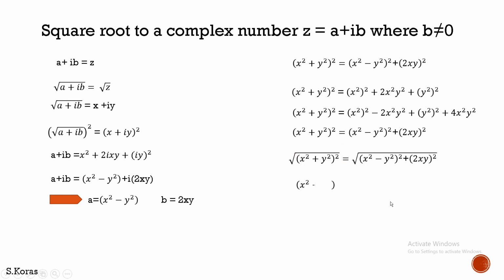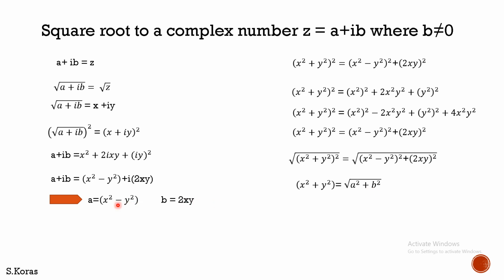Our answer will take this form, that is, the square and root get cancelled. Instead of x square minus y square, we have to write a, for this square. For this plus, instead of 2xy, we have to write b, so that is b square. So we have another clue.